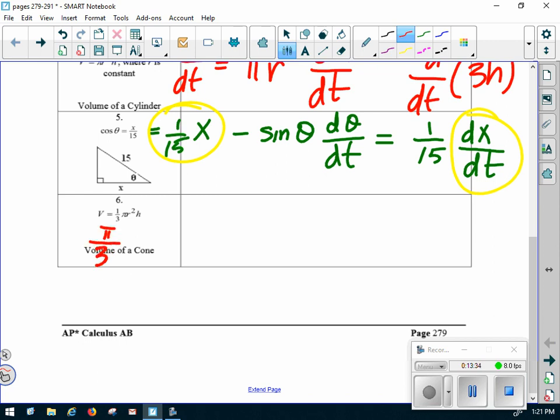I'm going to write pi over 3 times r squared h. Are you okay that 1/3 times pi is pi over 3? So, what rule are we going to have to use to differentiate r squared h? Product rule, aka circle box.